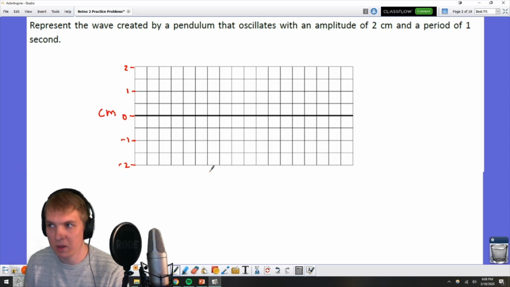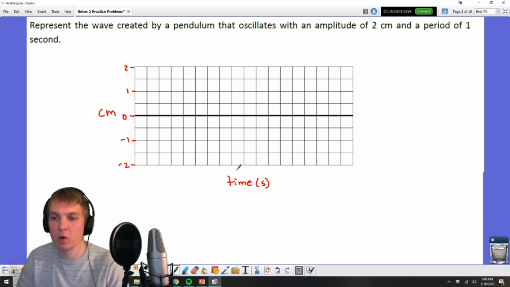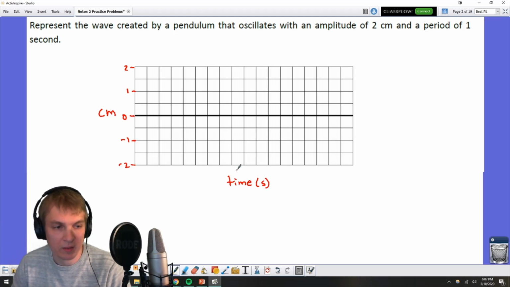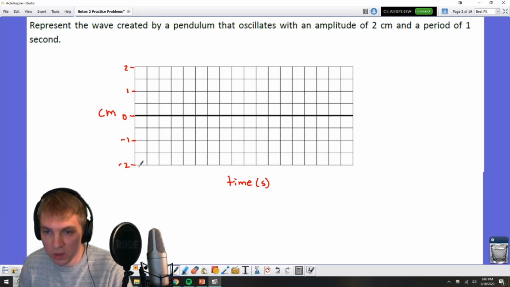On the bottom here, it says a period of 1 second, so this is going to be time in seconds. All right, so we are representing this wave movement. The only thing that we're missing here is the units for time. We don't have to use this whole thing. I'm just going to mark out, let's say 1, 2, 3, 4, 5. That's going to be like a 1/2 waypoint.